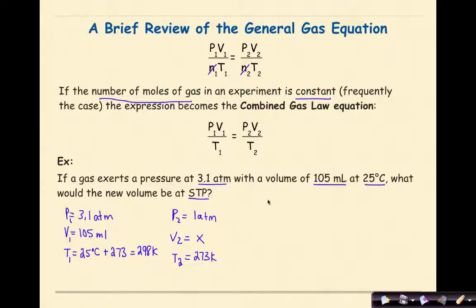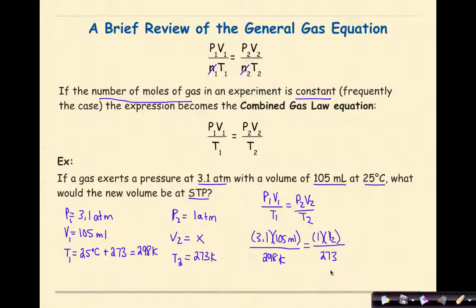So now I have all my variables except for the one that I'm solving for, which in this case is V2. So if I rewrite my formula, it's P1V1 over T1 is equal to P2V2 over T2. Now I'm going to take these variables and plug them into my equation. So I'm going to have 3.1 atmospheres, my volume is 105 milliliters, my temperature is going to be 298 K. And that is going to be equal to P2, which is 1 atmosphere, V2, which is what I am solving for, and then T2, which is temperature at STP, which is 273.